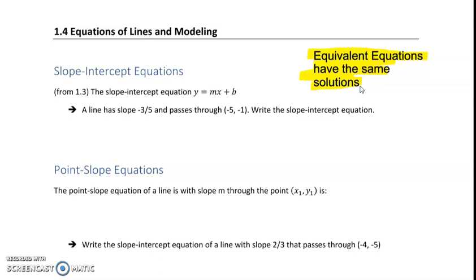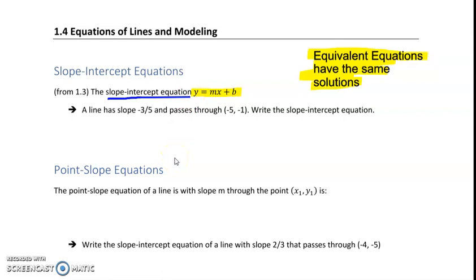So let's just dive in here and talk just a little bit more about the slope-intercept equation. We introduced this in the last section. We said that an equation is linear if you can write it in the form y equals mx plus b. We're going to now formally call that the slope-intercept form of a linear equation.